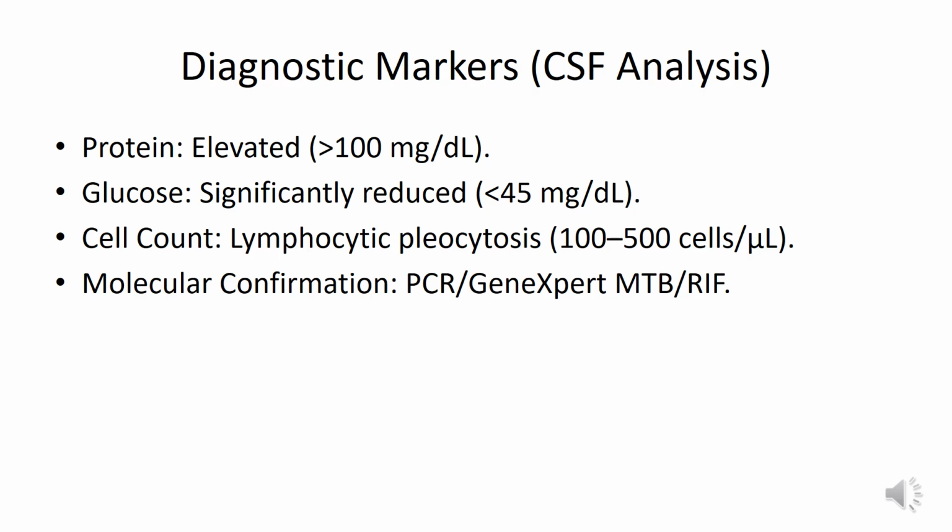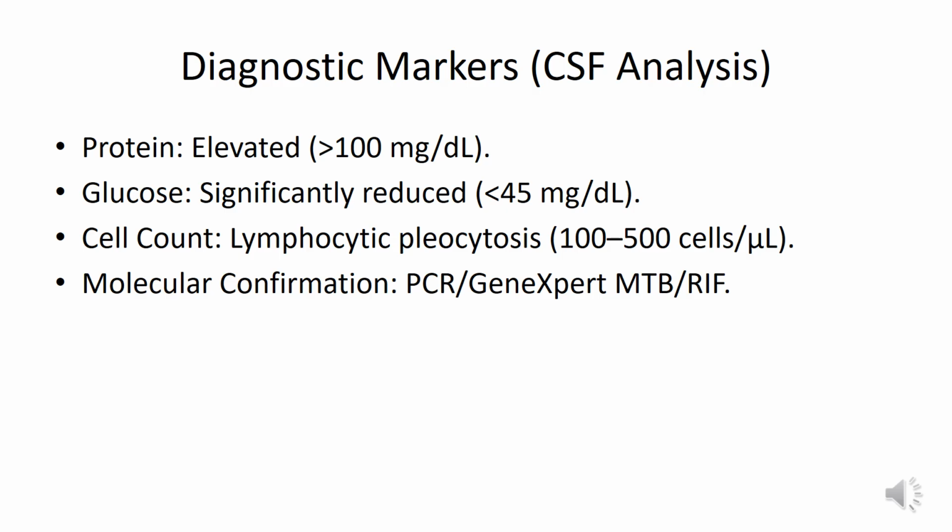Another powerful diagnostic tool is the GeneXpert MTB-RIF test. It not only detects tuberculosis DNA but also identifies resistance to Rifampicin, one of the most important anti-tuberculosis drugs. This information helps clinicians start the most effective treatment as early as possible.